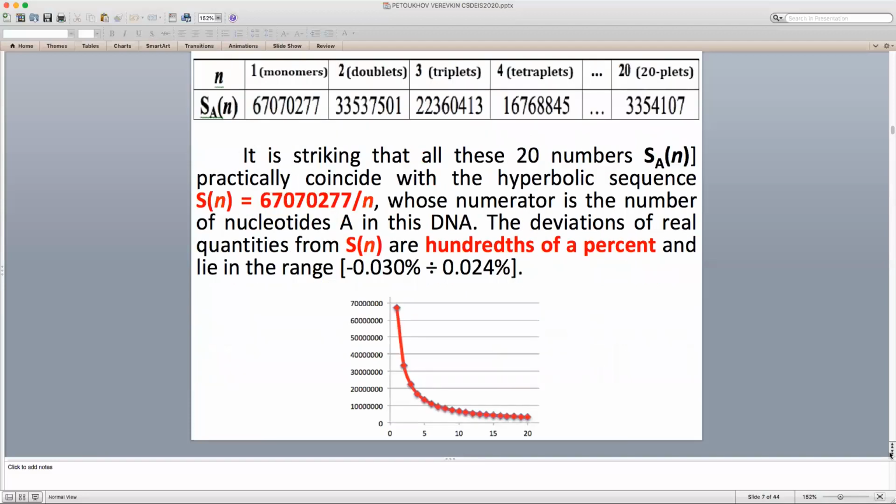It is striking that all these 20 numbers practically coincide with the hyperbolic sequence, whose numerator is the number of nucleotides A in this DNA. The deviations of real quantities from this model sequence are hundredths of a percent only.